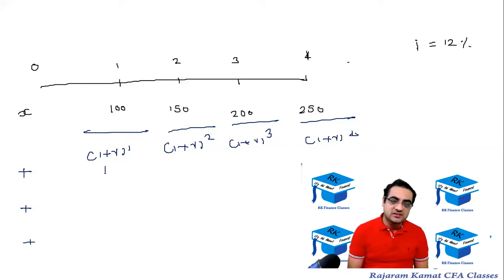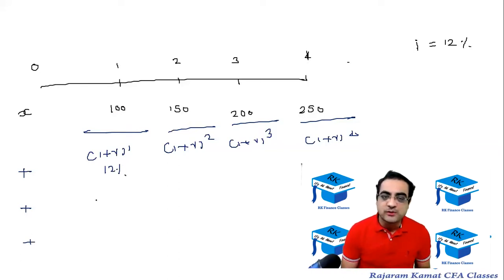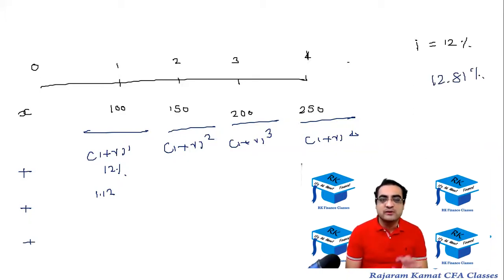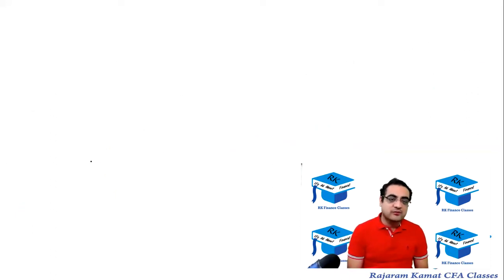R is 12%. Okay, so now we will try to be a little smart. 12% is 0.12. So 1 plus 0.12 is 1.12. But sir, what if R would have been something like 12.81%? Then how will we be smart? Understand, if R is 12.81 or anything like some percentage like this, suppose R would have been 12.34%, then what would be 1 plus R?